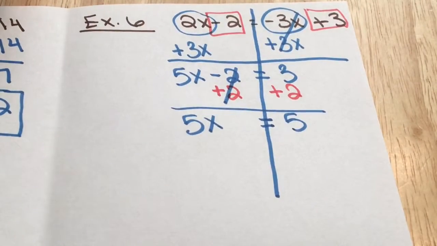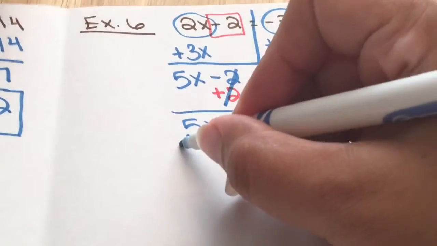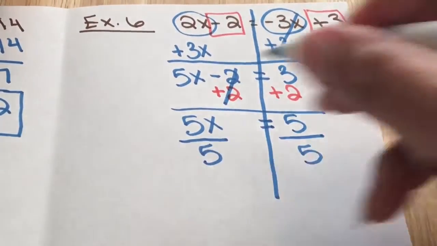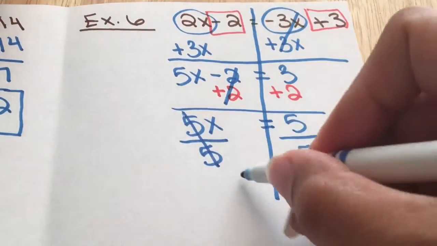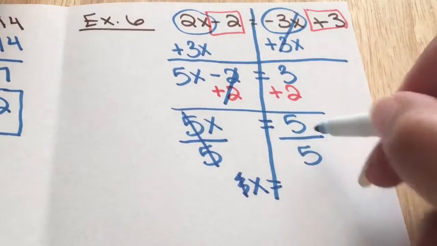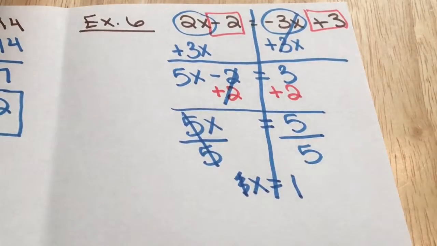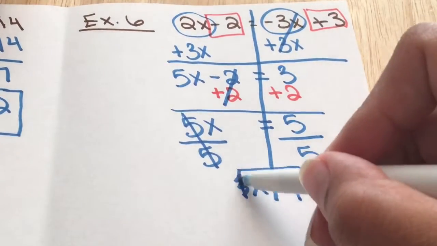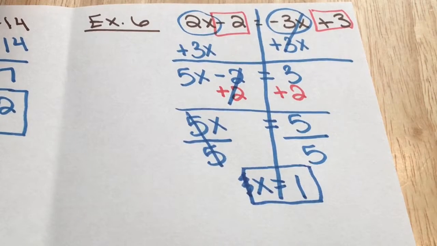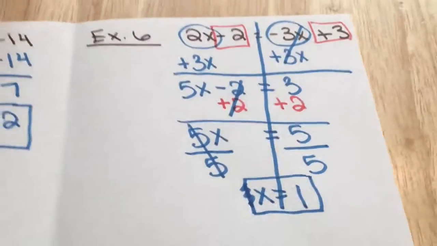The last step, since we're not collecting any more like terms, is to divide. So I'm going to divide both of these by 5. 5 divided by 5 is 1x, or x. Again, 5 divided by 5 is 1, so we now know that x is equal to 1. There, I just made it part of my box. Decorative piece of my box. And the last example we're going to look at here is going to be example 7.